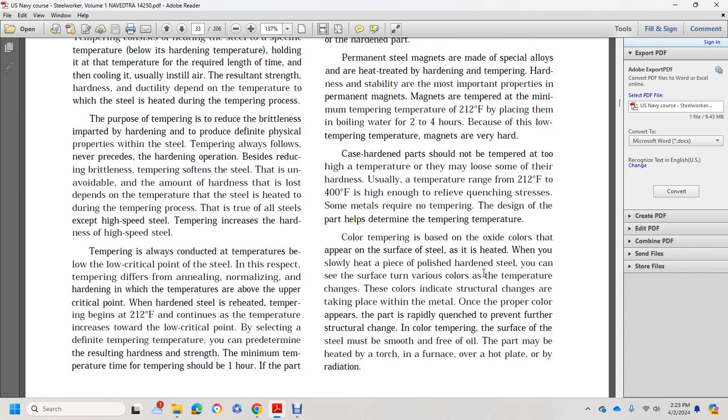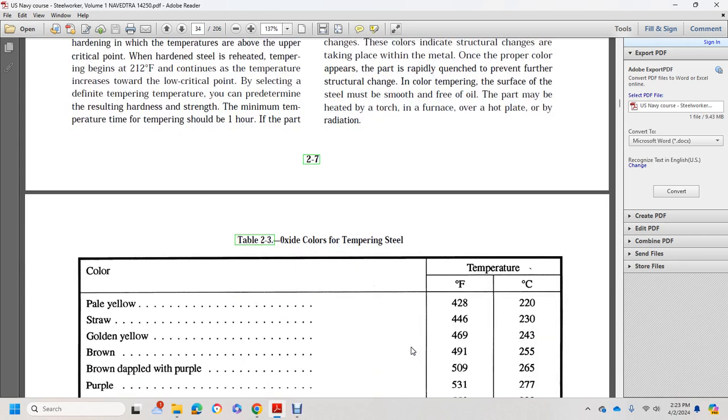Color tempering is based on the oxide colors that appear on the surface of the steel when heated. When you slowly heat a piece of polished hardened steel, you can see various colors on the surface. As the temperature changes, the colors indicate that structural changes are taking place within the metal. Once the proper color appears, the part is rapidly quenched to prevent further structural change. For color tempering, the surface of the steel must be smooth and free of oil. The part may be heated by a furnace, over a hot plate, or by radiation.